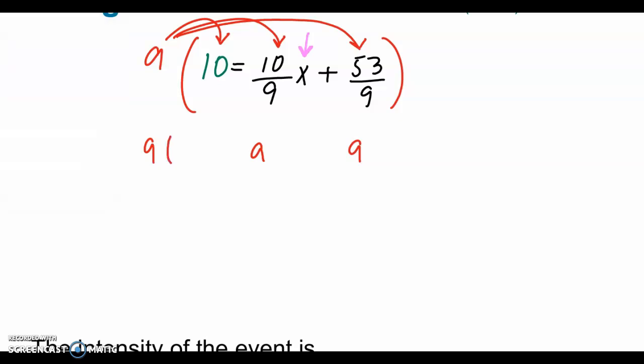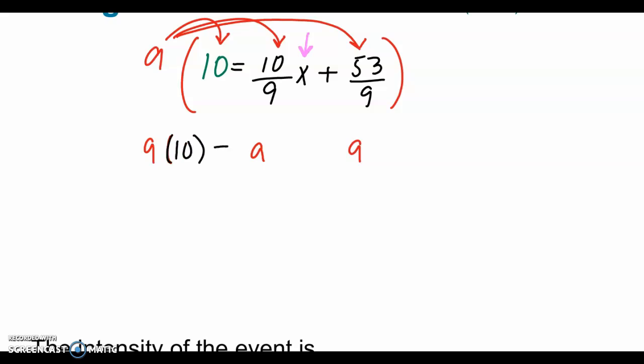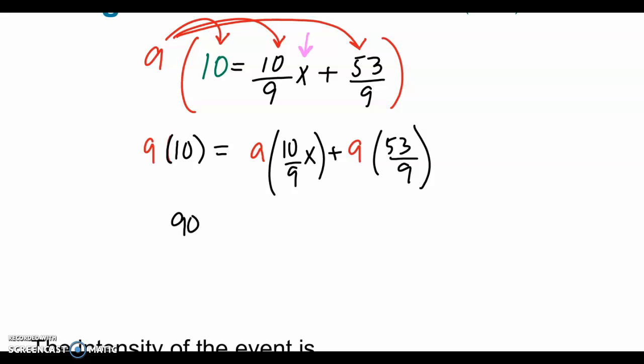So I'm going to have 9 times 10 on the left side. I'll have 9 times x over 9 here. And to finish up the right side, I'll have 9 times 53 over 9. Now what's going to happen here? I'll get 90, 9 times 10. Here, the 9's will divide out and I'll be left with x. And here also the 9's will divide out and I'll be left with 53.